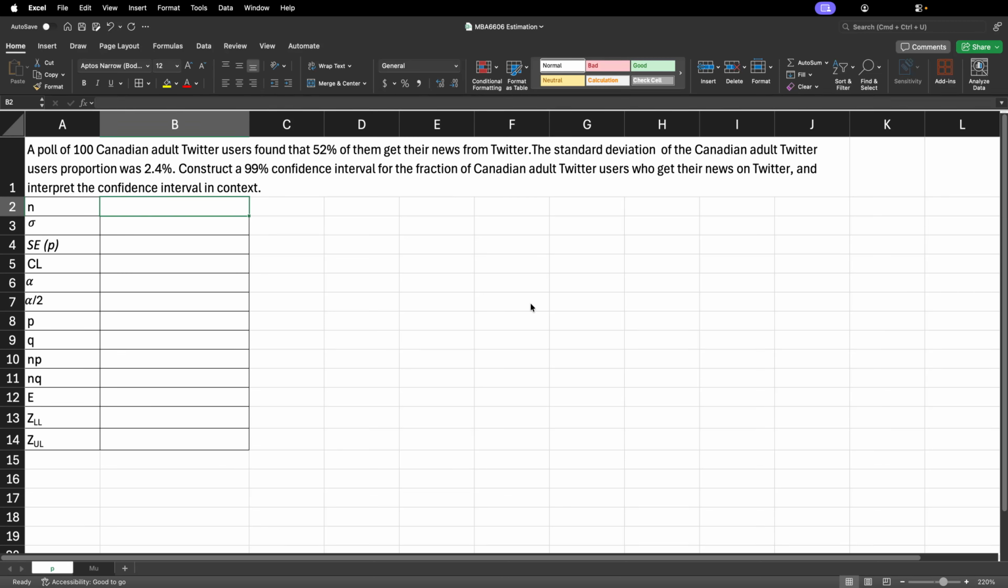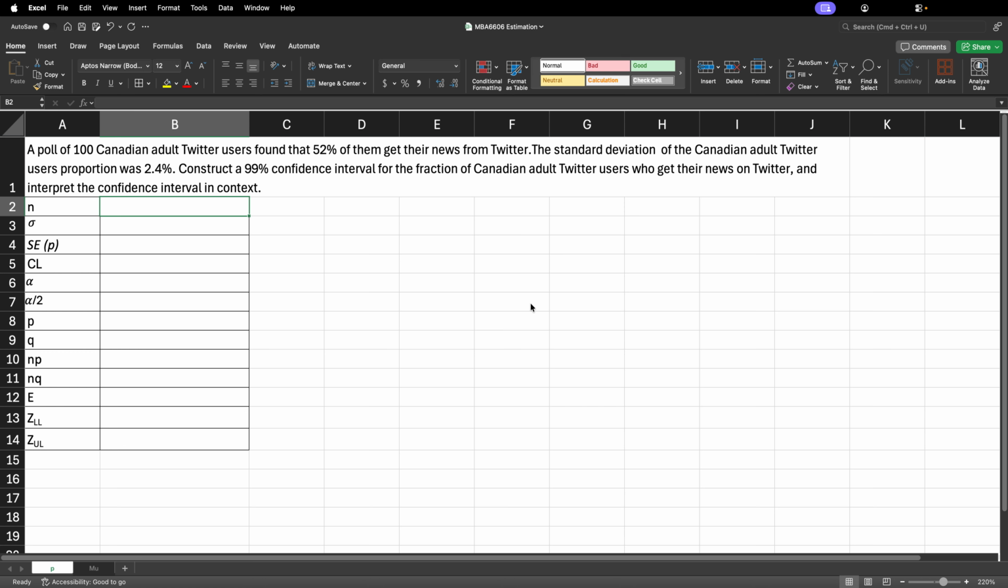Let us apply our statistical estimation technique to the actual data. So let us solve a problem for proportions. Let us say a poll of 100 Canadian adult Twitter users found that 52% of them get their news from Twitter.